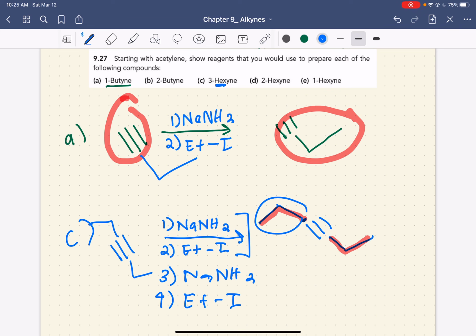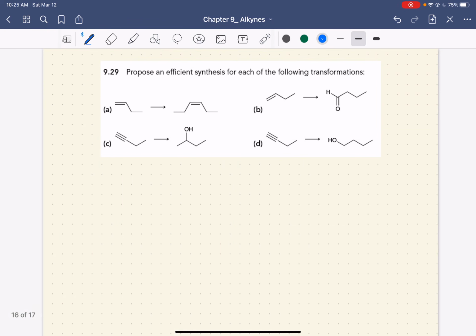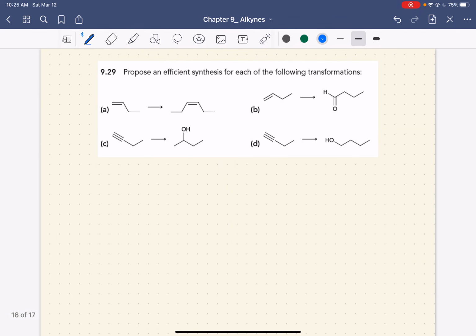Fantastic. Try to do the other ones that we have not accomplished and let me know what reagents you get to accomplish B and D and E. Now let's do a few synthesis problems, just 1 or 2, to really wrap this chapter up. We're going to try to do A.